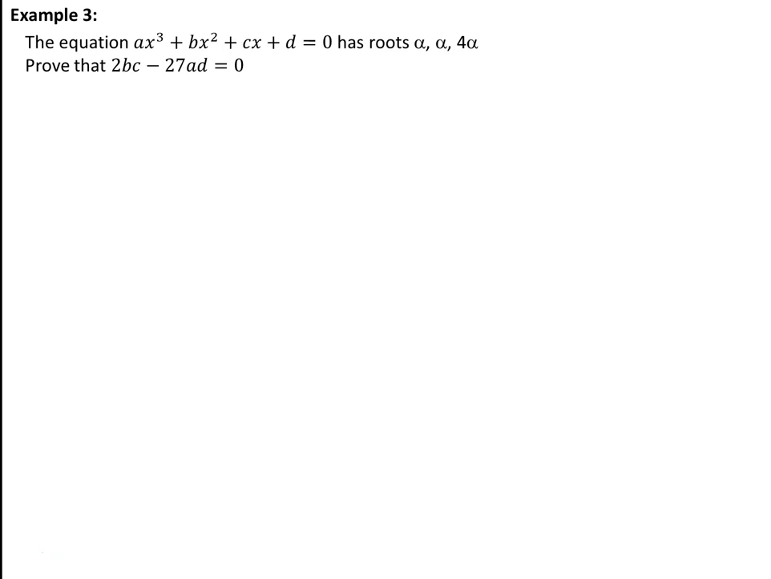Well, we know that the sum of the roots is always equal to minus b over a. So in this case, we know that alpha plus alpha plus 4 alpha must equal minus b over a. In other words, we've got 6 alpha must equal minus b over a.